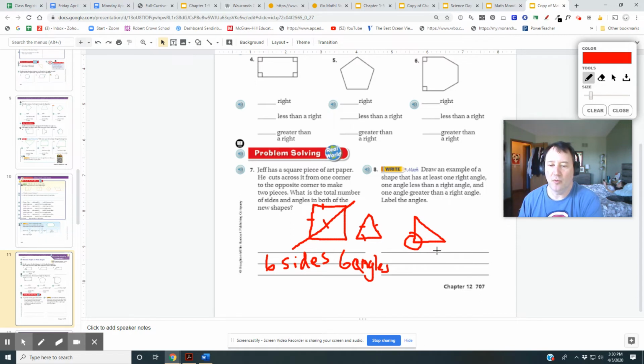This is a shape that would have one right angle, and it also has 2 less than. Let's see if I could draw one that has all 3. So if I go here, here, here, and then this way, I would have a right angle, a less than right angle, and a greater than a right angle here. Yours might look different, but as you can see, I have all of the angles in mine.